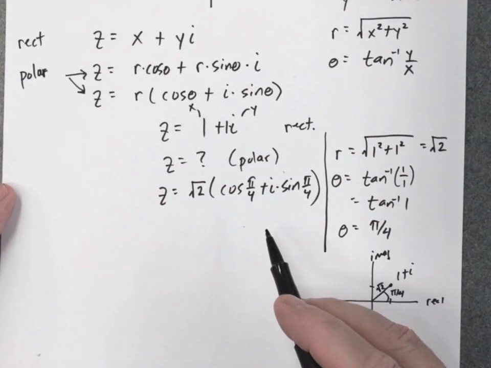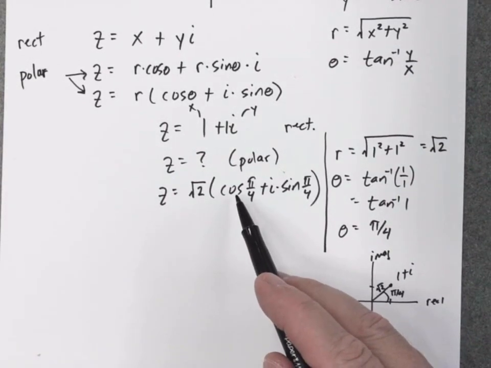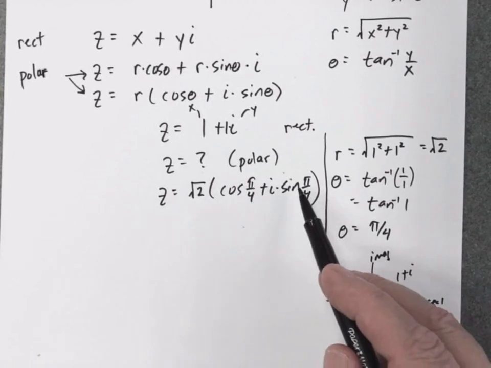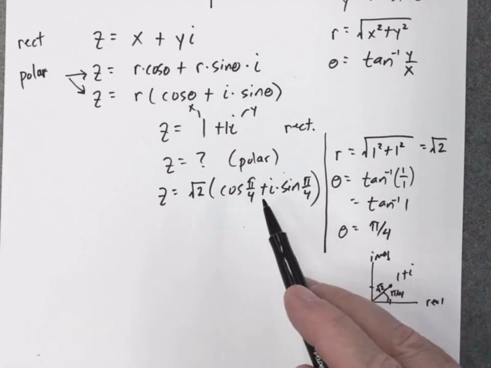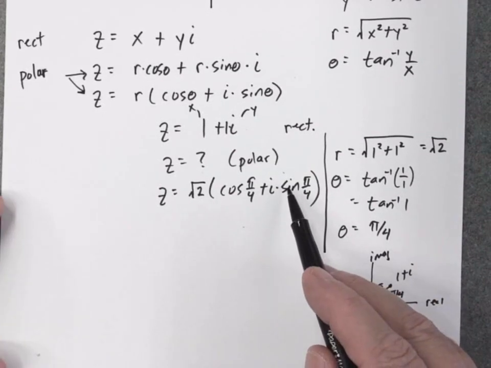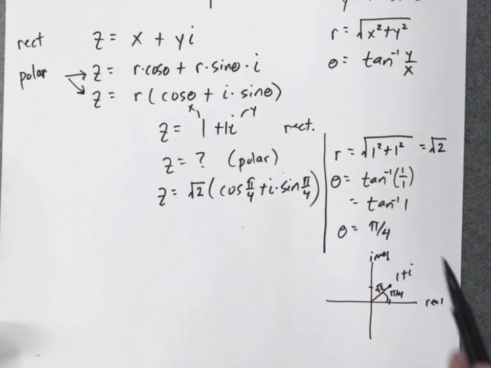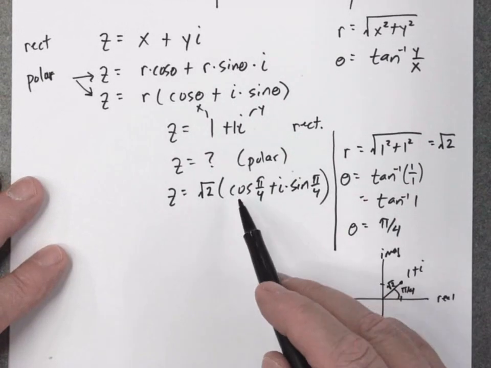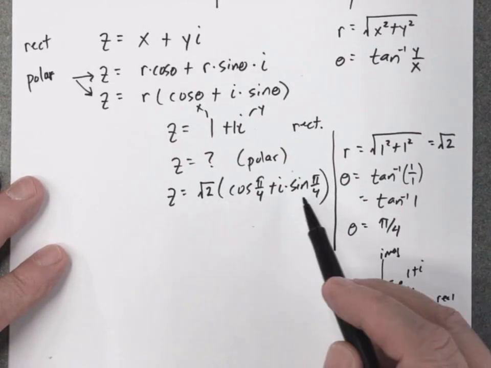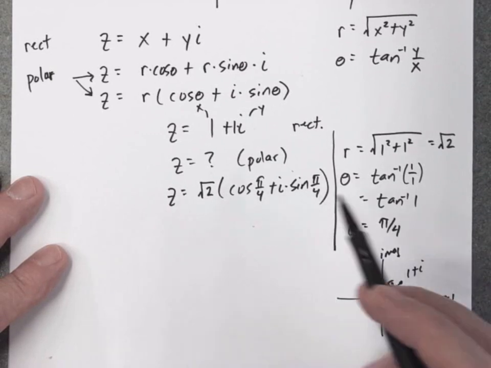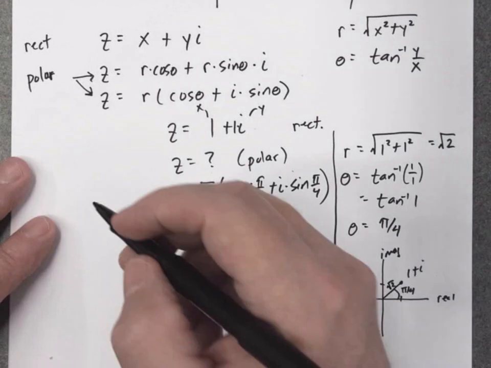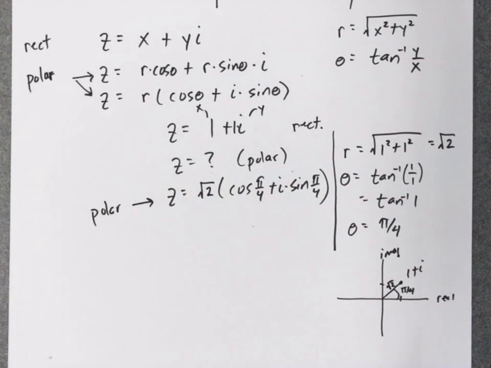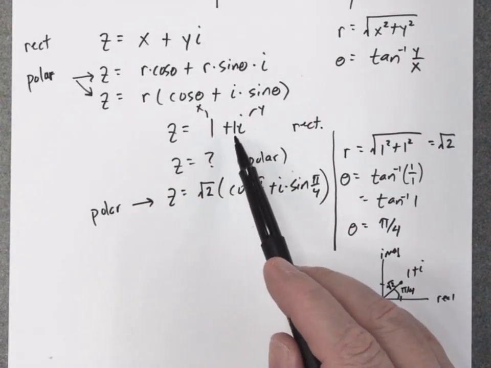Now, it might seem a little strange at first because you're saying to yourself, well, I know what cosine of pi over 4 is. That's a special angle, I got square root of 2 over 2. And I know what sine of pi over 4 is, square root of 2 over 2. And if you plug those in, then this ends up turning into the rectangular coordinate system. So for now, we're going to leave it in this form where we have the r and the theta. So this is now the polar form of the complex number 1 plus i.